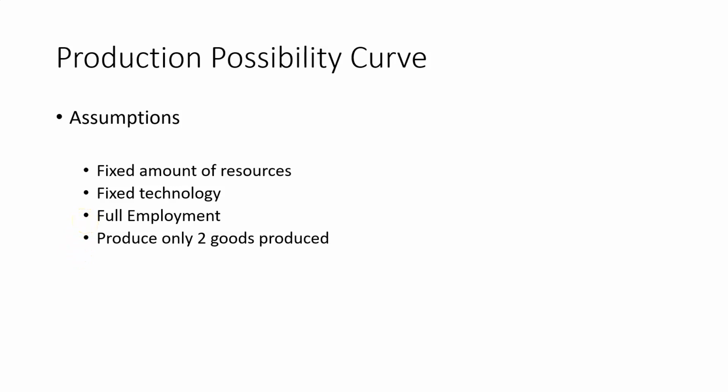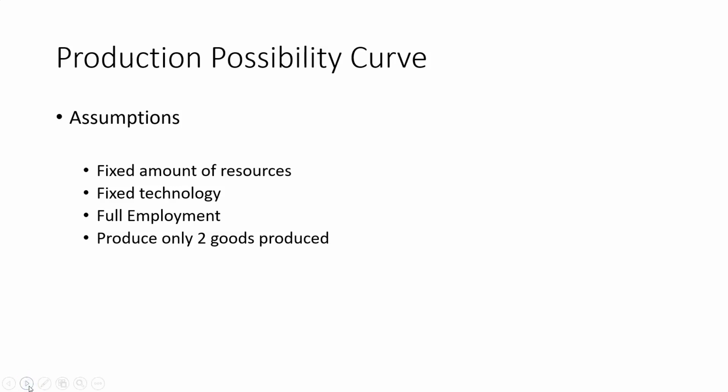The third assumption is that we have full employment. Now, this means something a little different for an economist than it does for most people. When I say full employment, I mean that all of our resources are being used, not just labor finding jobs, but we're using all of our land, all of our capital, and all of our labor. Finally, the last assumption is that we only produce 2 goods. Now, this may seem like a silly assumption, but it's necessary since I can only draw in 2 dimensions.